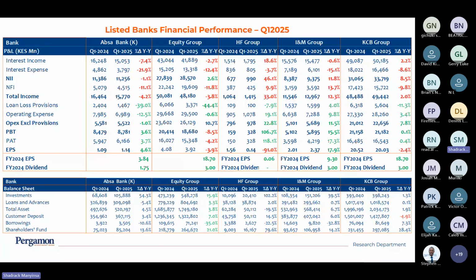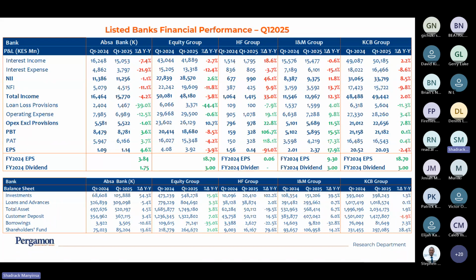Now we shall look at roughly 9 banks. At the time of writing this presentation, we had around 8 banks which had reported, but then we had Equity coming late, which reported today, and we also had DTB. We excluded DTB from this, but maybe in future presentations we can also have it being reported. So from this, KCB remained the most profitable bank, reporting a profit before tax of 21 billion.